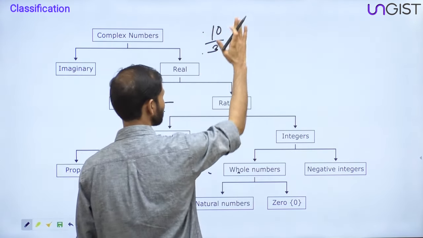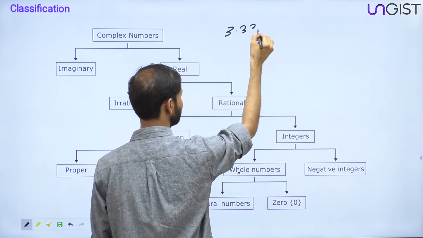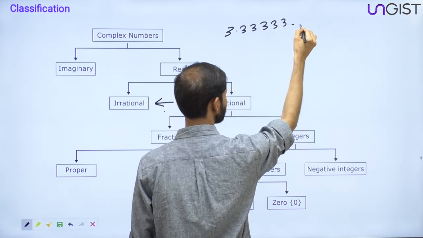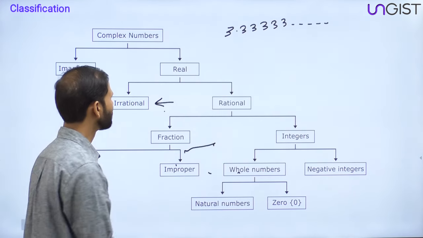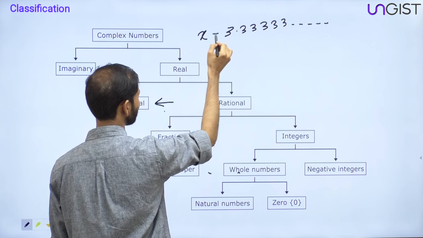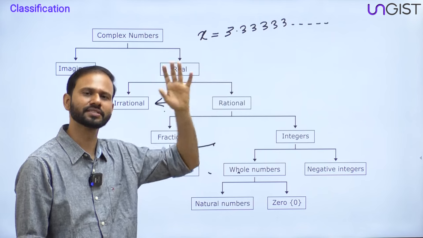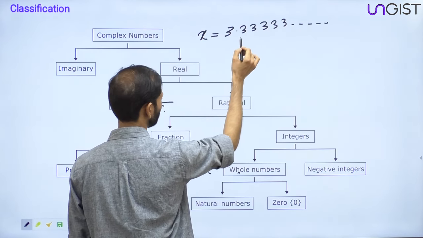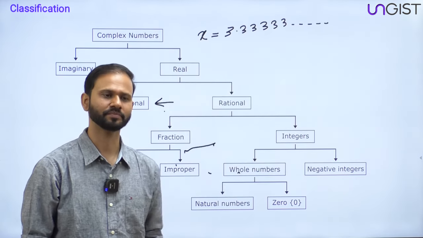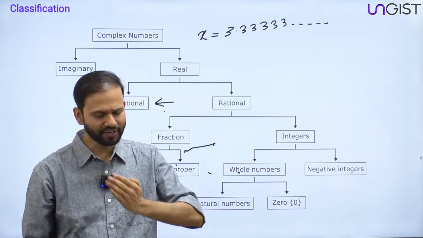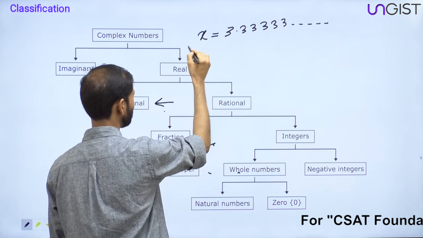Now, the thing is, how will you represent a number like 3.333333 in the form of a P by Q number, in the form of a fraction? So you know what happens? Let's say the value of this is X, fine. Now, here, after the decimal, how many threes are there? Infinite threes are there. Right, everyone? Fine. Okay. So just multiply this with 10.